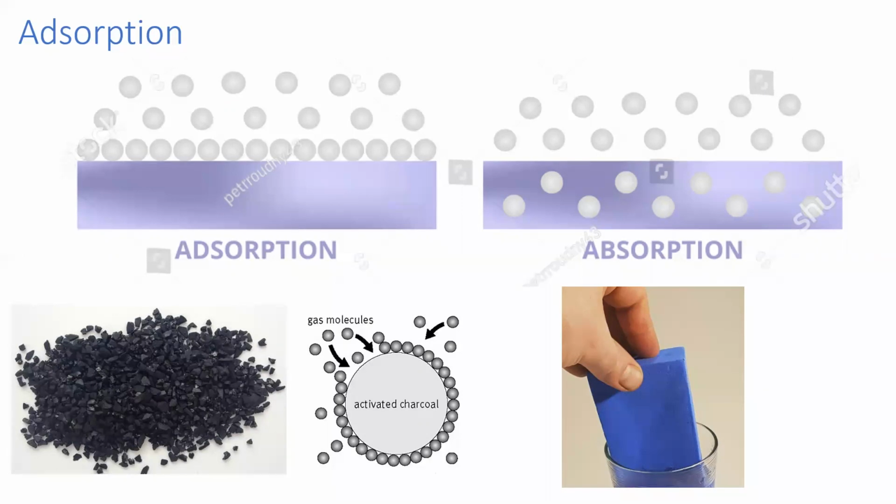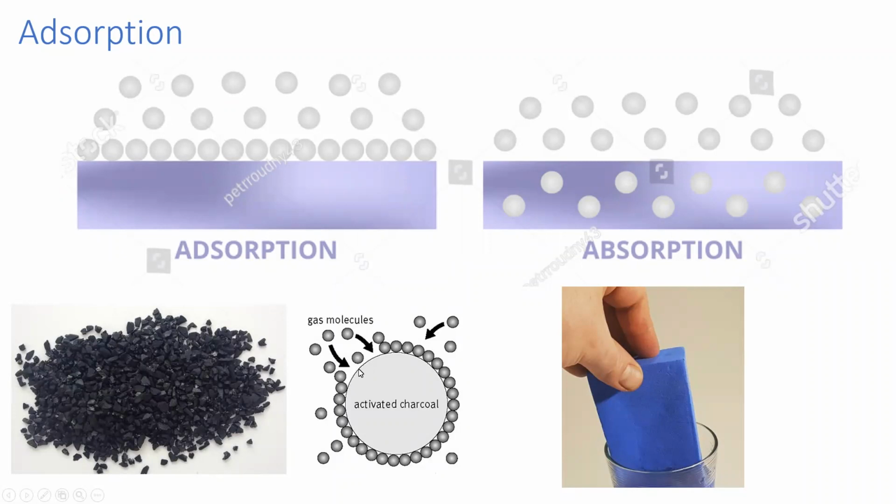There are two processes that happen: one is absorption and one is adsorption. Absorption is essentially filling the gaps of one material with another material. For example, if you have a foam and you dip it in water, then water will fill the cavities of the foam. This is called absorption. Okay, so what is adsorption? Adsorption is essentially binding the molecules of one component to the other component on the surface.